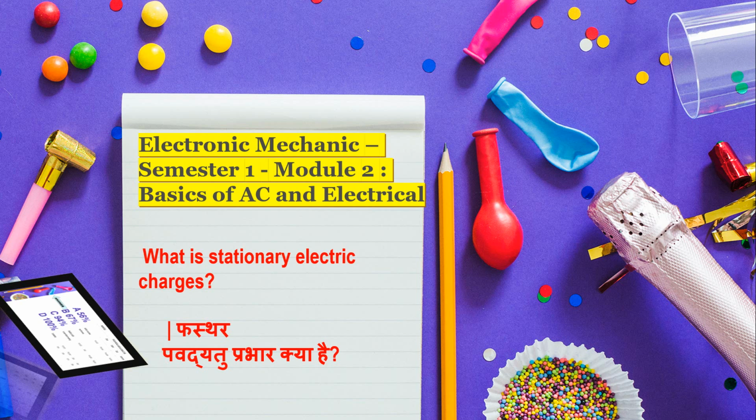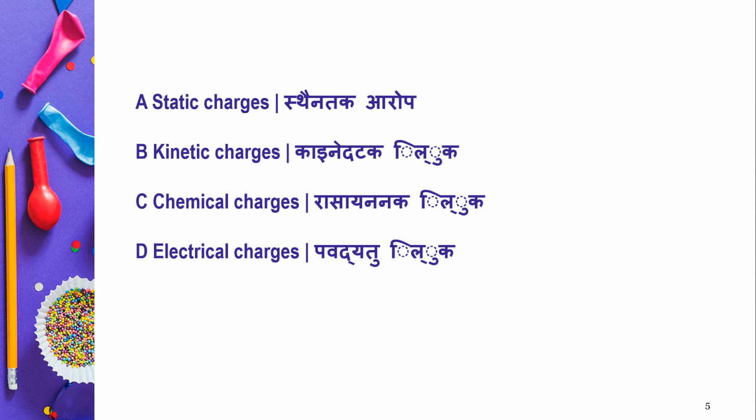What is stationary electric charge? Stationary electric charge means the charge which cannot move. Okay, so the charge which cannot move, we say that static electric charges. This is the answer.